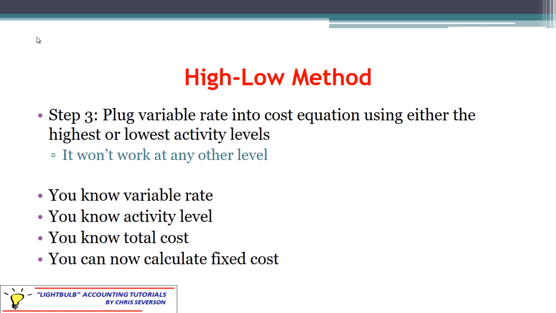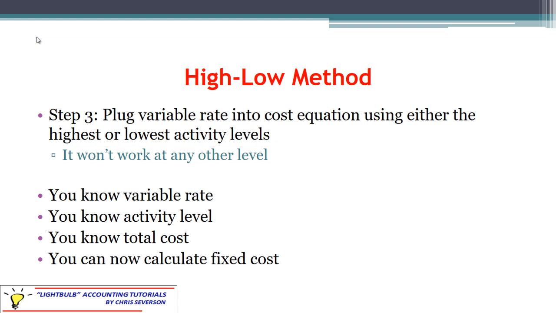Now step three is to take that variable rate that we just calculated and plug it into our cost equation. Remember our y equals a plus bx. Plug it into that cost equation. That would be the b, using either the highest or lowest activity level. It has to be one of those two that you used in the calculation. It won't necessarily work at any other level.